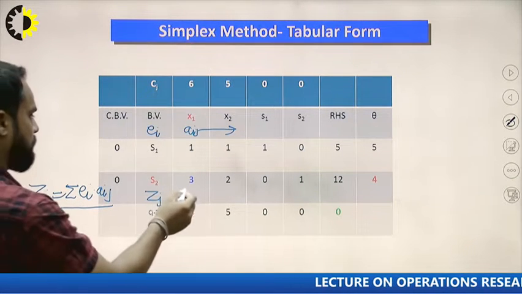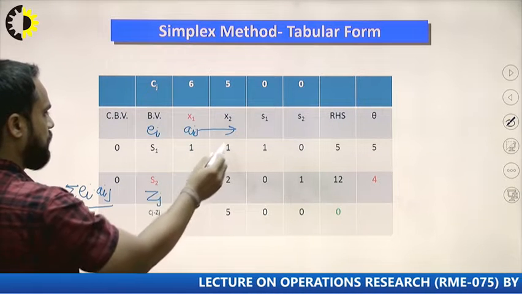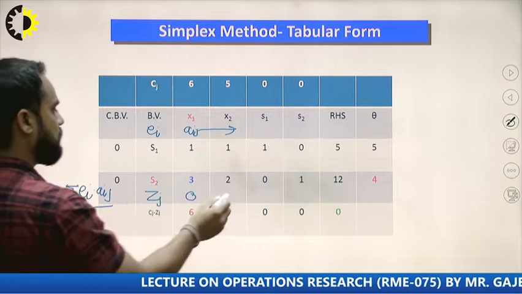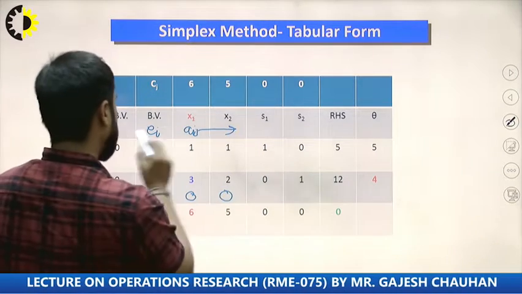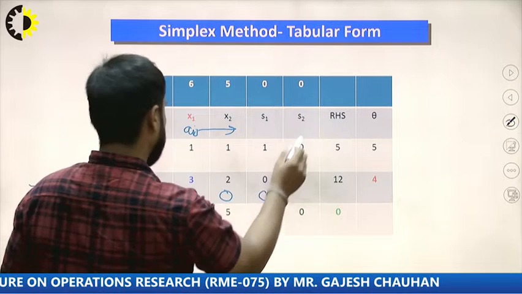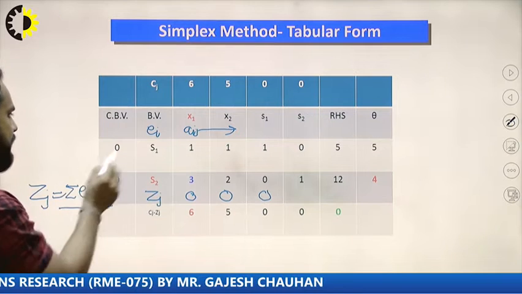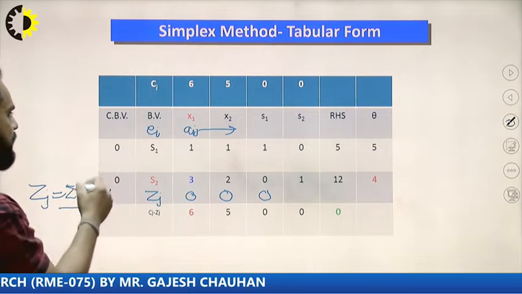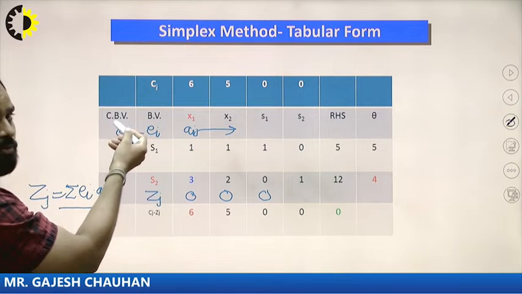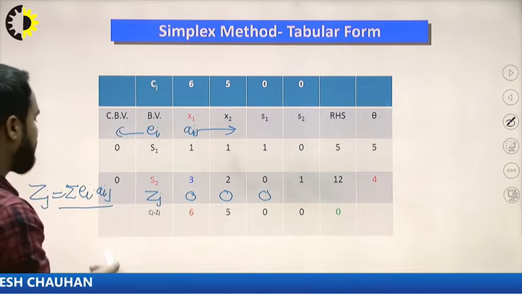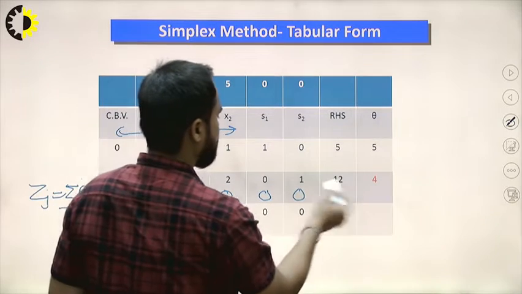Just like if I am interested in calculating, 1 into 0 plus 0 into 3 becomes 0. 1 into 0 plus 2 into 0 becomes 0. The value of Zj, the objective function value: 1 into 0 plus 0 into 0 becomes 0. So all coefficients of the basic variables are 0. All Ei are 0, and if all Ei are 0, then every multiplication becomes 0. So that's why for the initial solution it becomes 0.